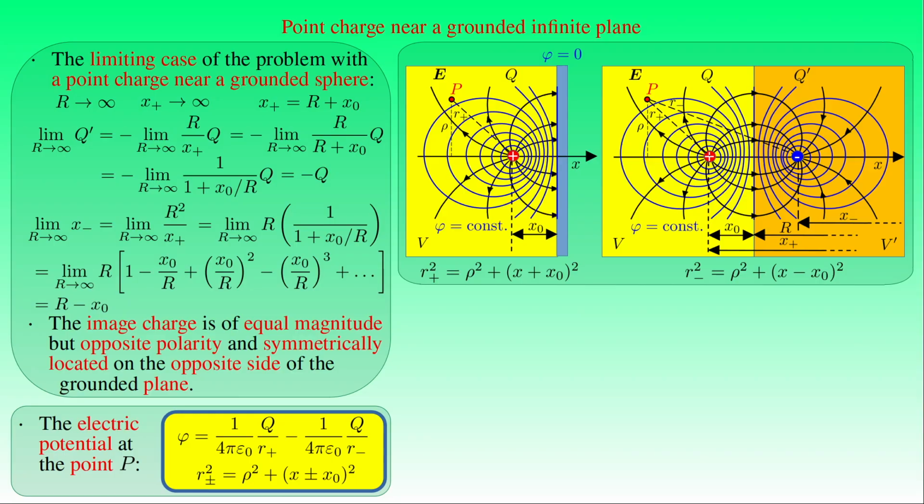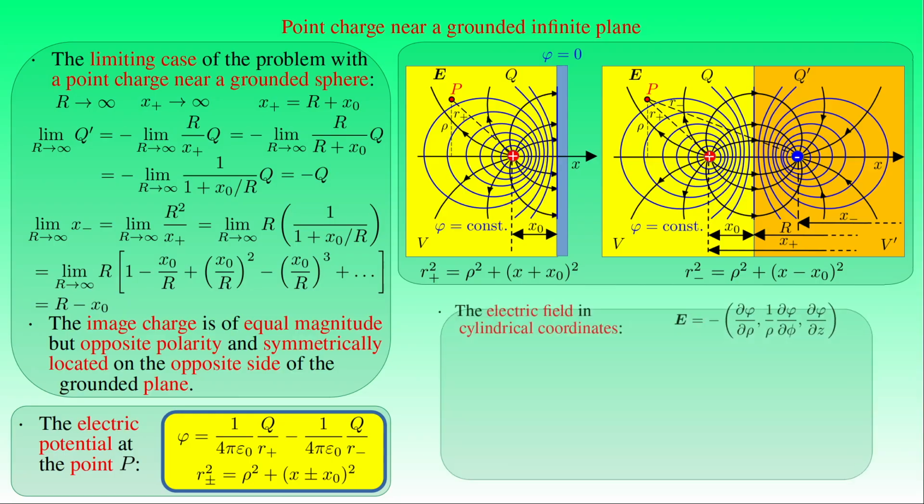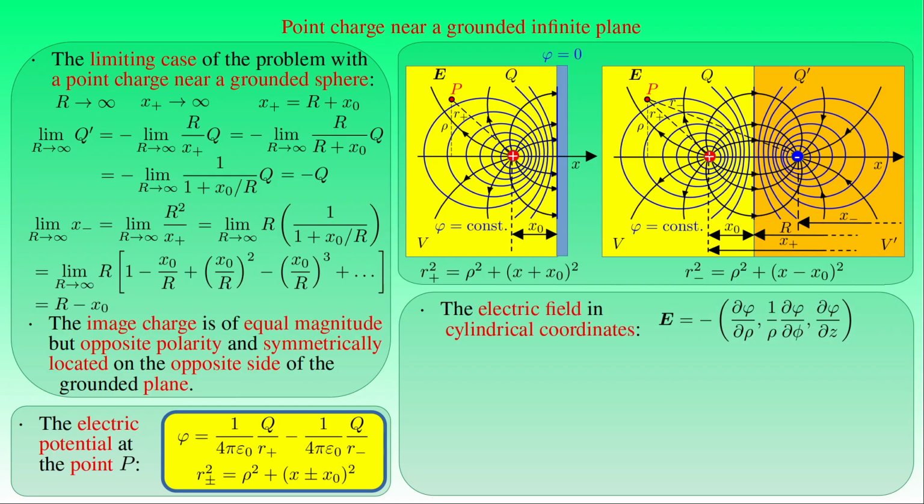Since the electric field strength E is the negative gradient of the electric potential φ, we will determine its components in the cylindrical coordinate system adapted to the symmetry of the problem. The radial component of the electric field is equal to minus the partial derivative of φ with respect to ρ. The azimuthal component of E is given by minus 1 over ρ times the partial derivative of φ with respect to the azimuthal angle about the symmetry axis, whereas its vertical component is equal to minus the partial derivative of φ with respect to the axial coordinate z, which is denoted by x in this problem.